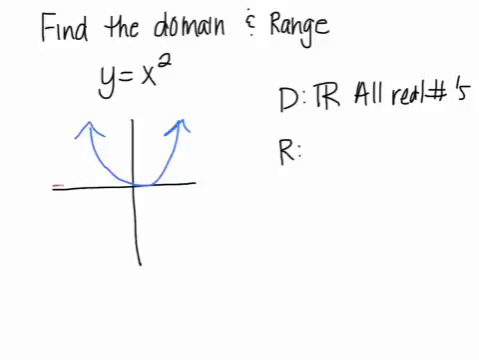Whereas the range does have a bottom. And the bottom of this graph is 0, but it goes up and up and up forever, so it goes from 0 to infinity. Or you can say y is greater than or equal to 0.